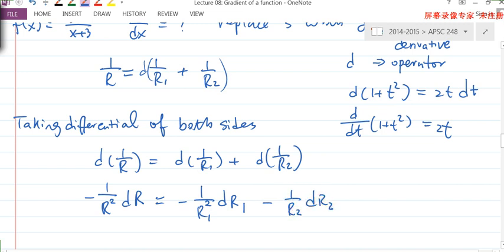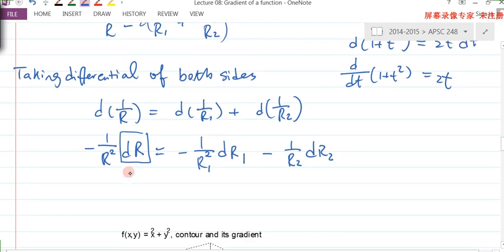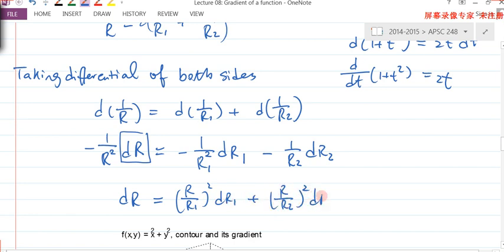Does that make sense? And what are we looking for? We're looking for dR. So all we need to do is get rid of the negative sign and multiply R squared to the other side, right? So we end up with dR equal to R over R1, squared, dR1 plus R over R2, squared, dR2. See, that's the total differential.